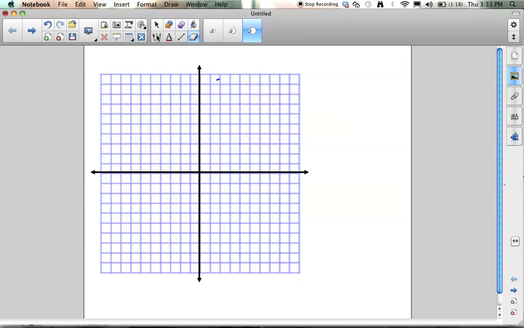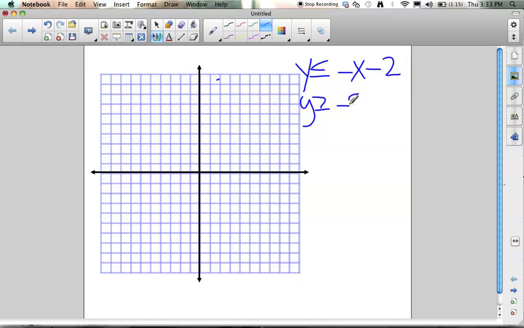Okay. Back to the pen. Here we go. So you'll have something like this. y is less than or equal to negative x minus 2. And y is greater than or equal to negative 5x plus 2. So the first thing you want to do is graph each line. So I'm going to start from my first line at negative 2. From there, I'm going to go down 1 over 1, down 1 over 1, and so on.